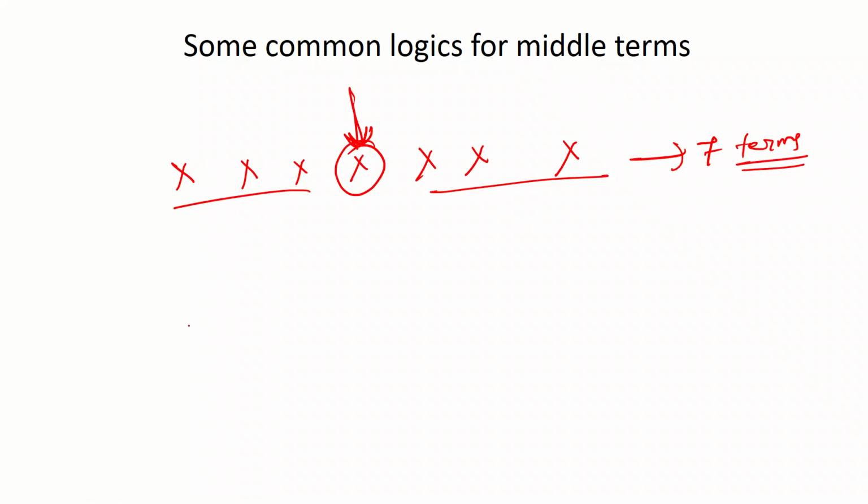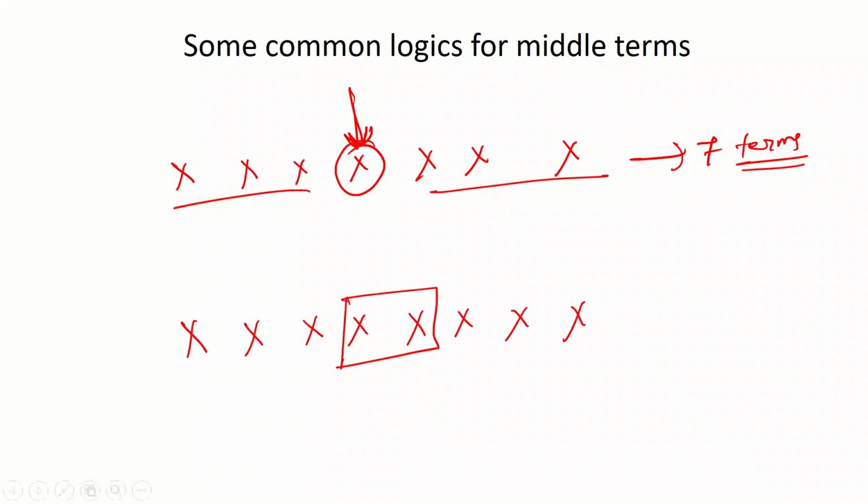But what if I give you 8 terms? 1, 2, 3, 4, 5, 6, 7, 8. There will be no one middle term, but rather there will be 2 middle terms, because there are 3 terms to the left of it, 3 terms to the right of it, and these 2 terms are the middle terms. So whenever I give you an even number of terms, like in here we are having 8 terms, there are 2 middle terms, and whenever I give you an odd number of terms, there is one middle term. But what is the rank of this middle term?